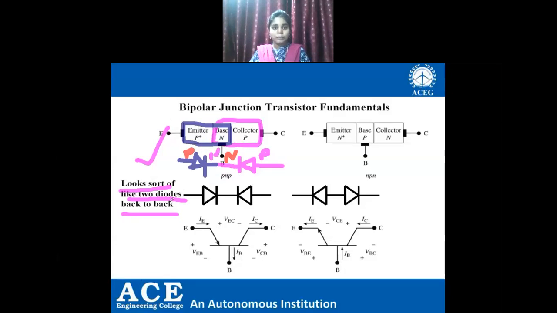Clear? When you consider NPN, we can visualize like this: N and P. This is N and this is P. Same way, P and N. This is P and N. See how these are connected? Now we can visualize the transistor in this format. Two diodes connected back to back.